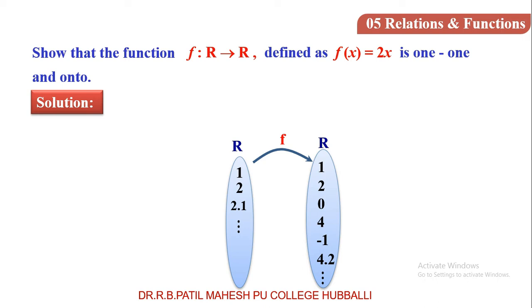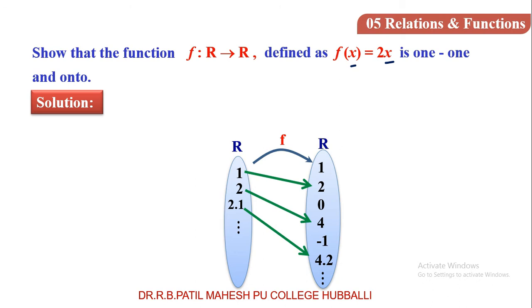Here I have taken a function f from the set of real numbers to the set of real numbers. R means set of real numbers. According to f of x equal to 2x, elements from the domain will relate to the elements of the codomain. How they relate? According to f of x equal to 2x. So 1 is related to 2 because when you substitute 1 in the place of x, you will get 2. 2 is related to 4. Next element in the domain I have considered 2.1, that is related to 4.2.